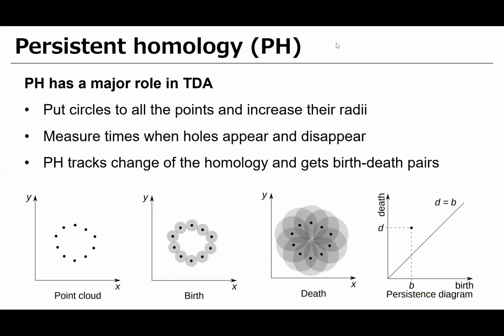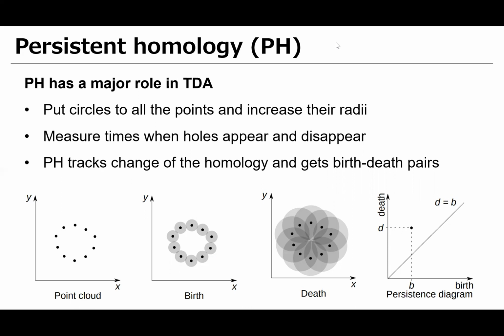Persistent homology enables us to calculate the topological features from point clouds. The bottom figures show the concept of persistent homology. First, we have a point cloud as shown in the left figure. Circles are set at all the points and their radii increase. In the middle left figure, we can see a hole since the circles are connected. This moment is referred to as birth.